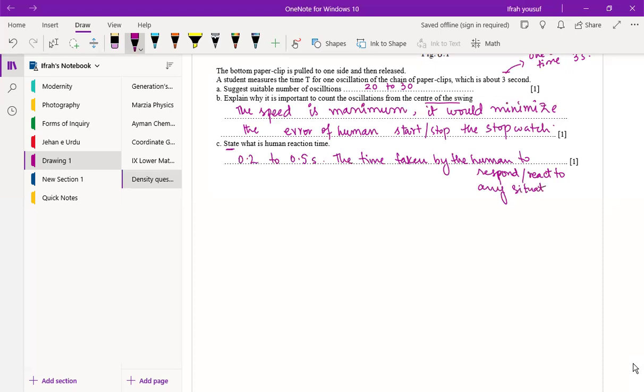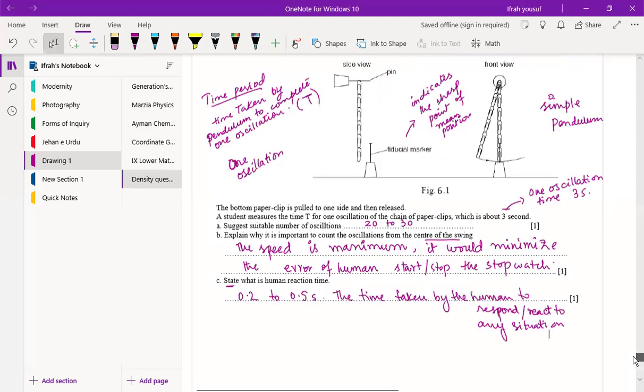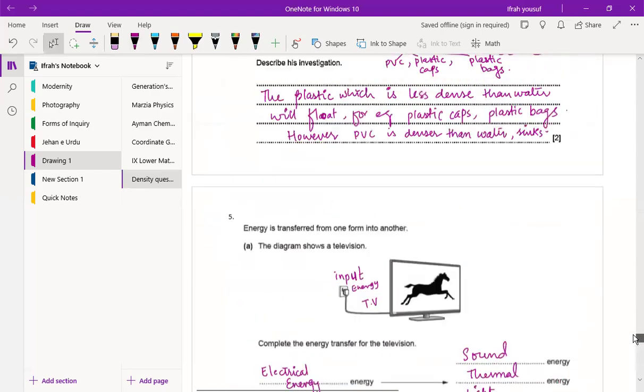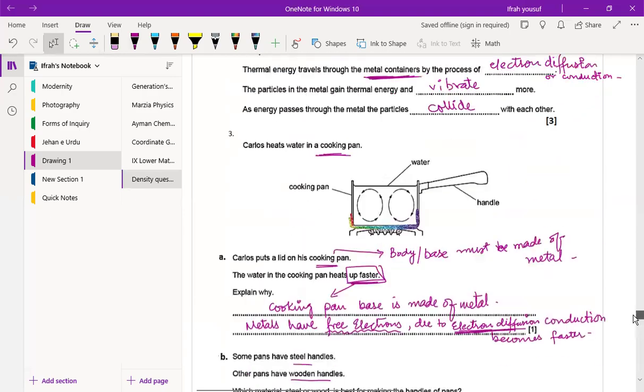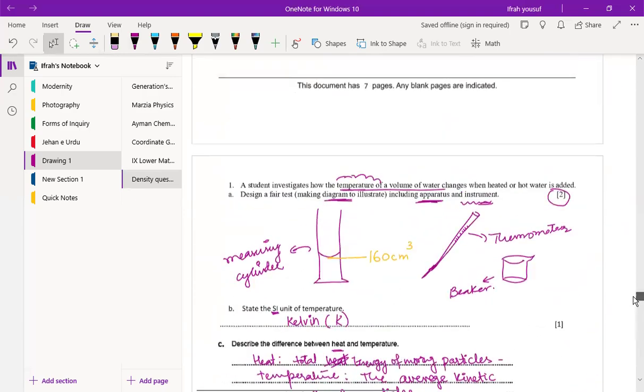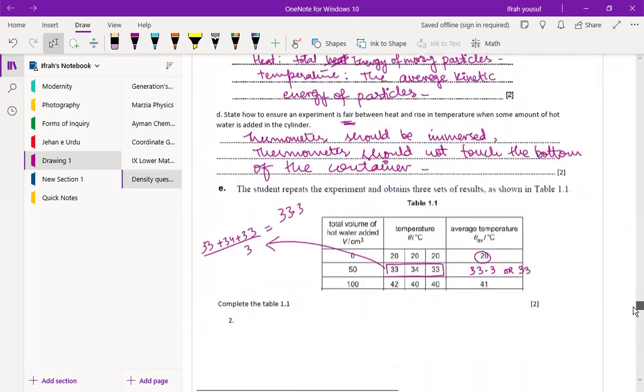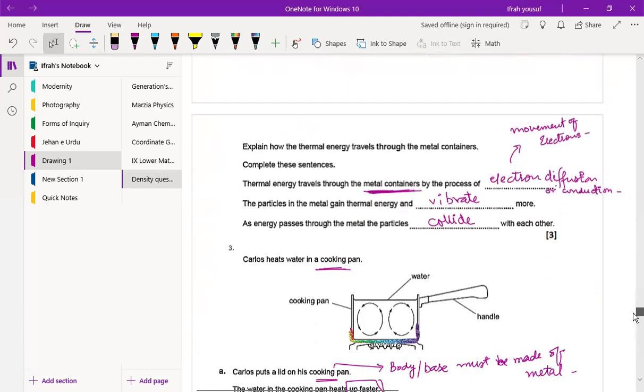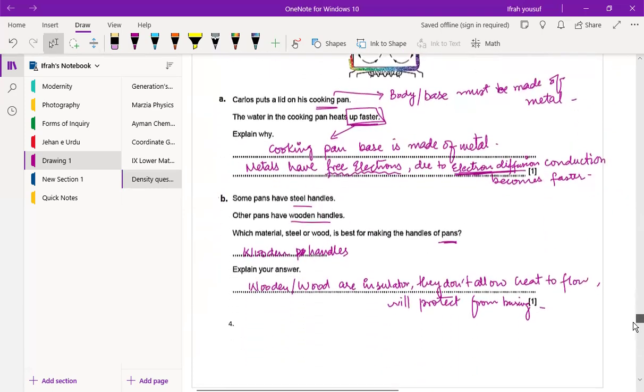Is this clear now? Am I audible? Any confusion regarding all these questions? I hope everything is clear. If you have any query, you can mail me or message me.